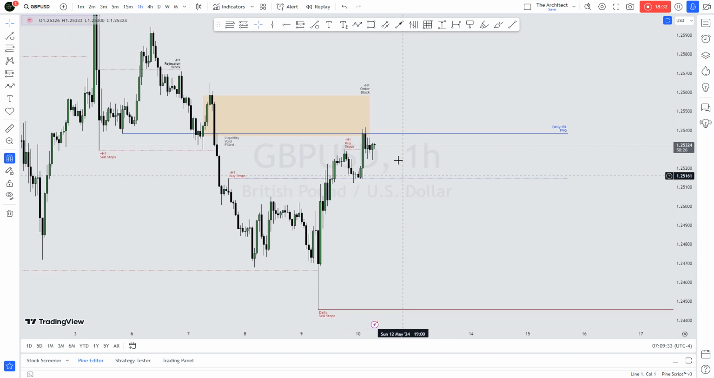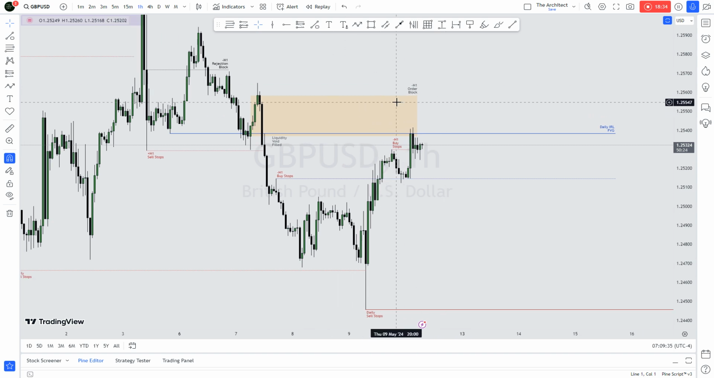And the other reason as well, making this H1 order block very strong, is due to the fact that we do have these buy stops represented before the order block. So this makes it an inducement order block. We understand that smart money is going to be looking to sell against these buy stops.